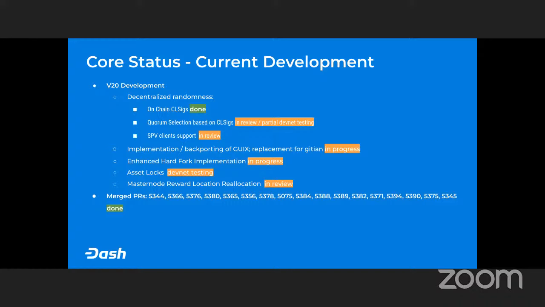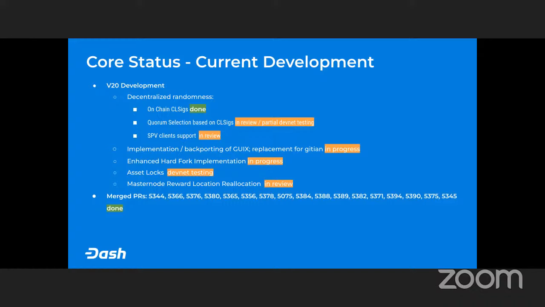Individual pull requests have been merged on most of these topics. Guix has had pull requests merged, but the actual, large task of migrating to Guix is still in progress. And asset locks is still in testing. EHF is still in progress, and masternode reward location reallocation is still in review.